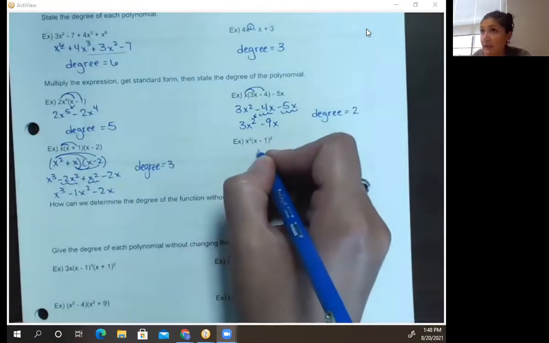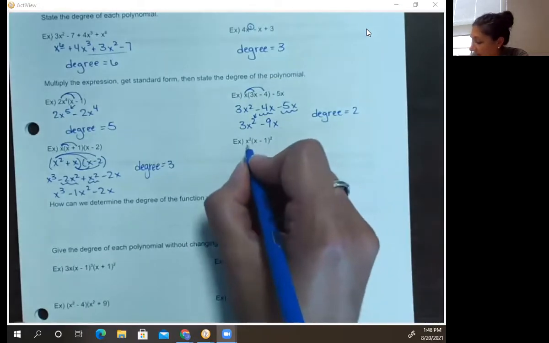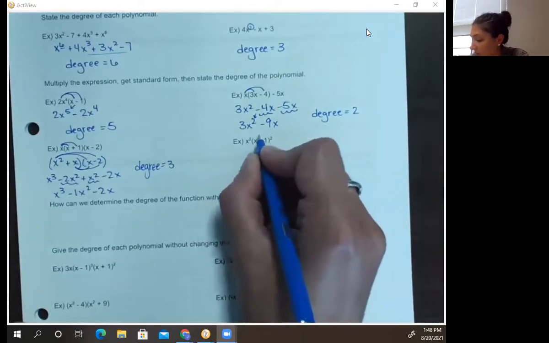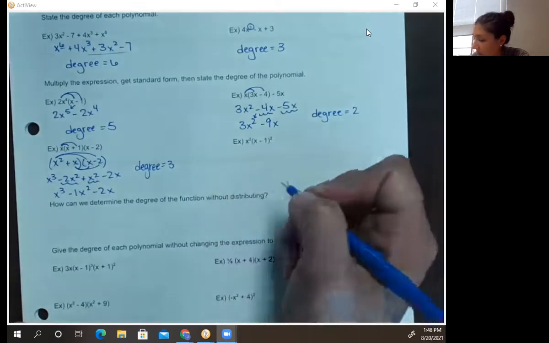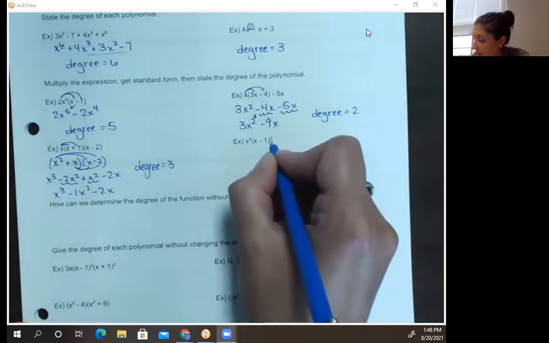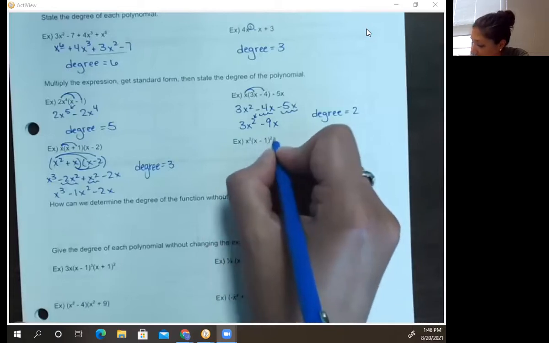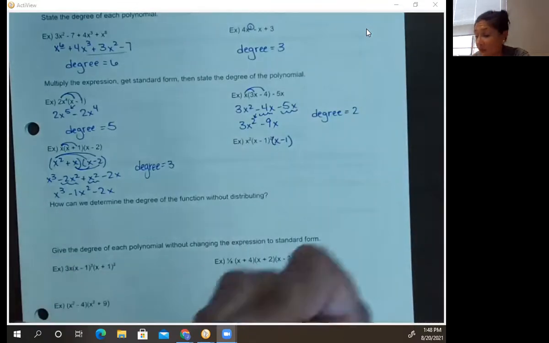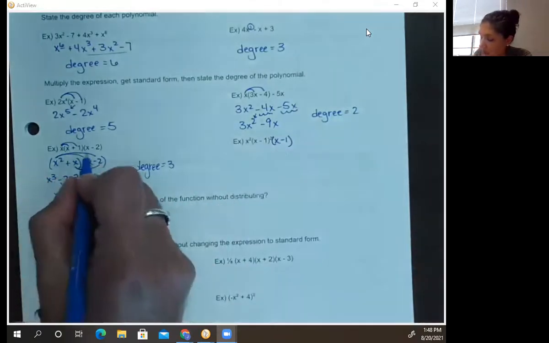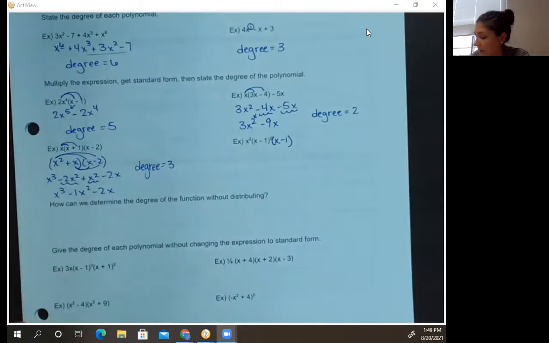For our last example in this middle section, I've got x squared times (x minus 1) quantity squared. Since I've got this thing in parentheses squared, what that means is x minus 1 times another x minus 1. So I'm going to go ahead and write another x minus 1 here. And then we've got three things to multiply, so I'll distribute just like I did for that last problem.